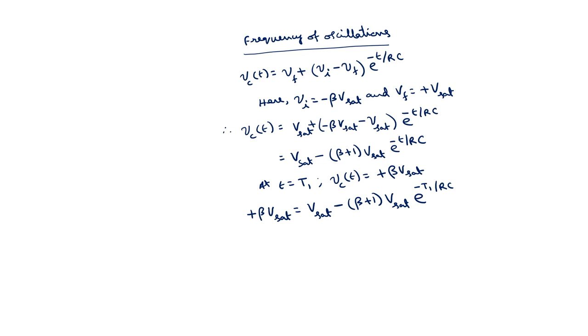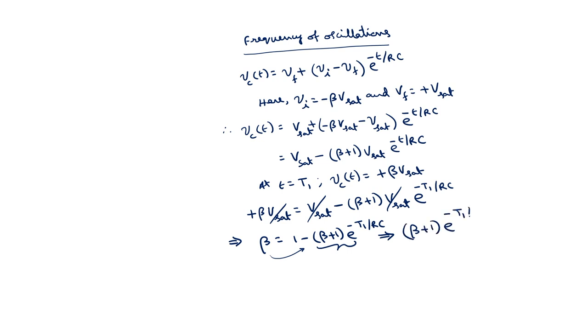So, what will be the expression for t1, which is the half period? This V sat, this V sat, this V sat get cancelled. So, you will get beta is equal to 1 minus (beta plus 1) e raised to the power of minus t1 by RC. If I take this term to the other side, the beta terms here will be (beta plus 1) times e raised to the power of minus t1 by RC is equal to 1 minus beta. So e raised to the power of minus t1 by RC is equal to (1 minus beta) by (1 plus beta).